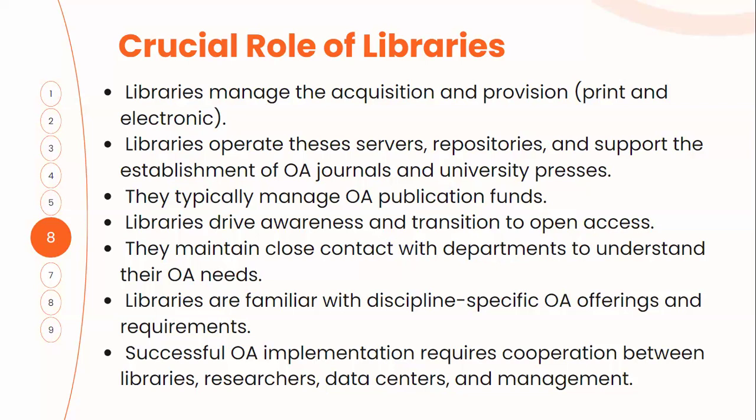Because librarians are crucial to the open access movement. They need to maintain close contact with departments to understand their needs. And the libraries should be familiar with discipline-specific open access offerings and requirements. So for a successful implementation of open access, you need cooperation between libraries, researchers, data centers, and management as well. All should be working homogeneously and in harmony.